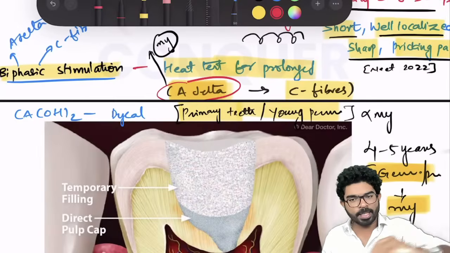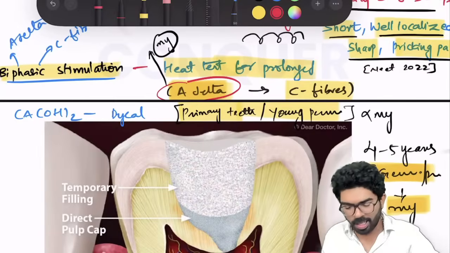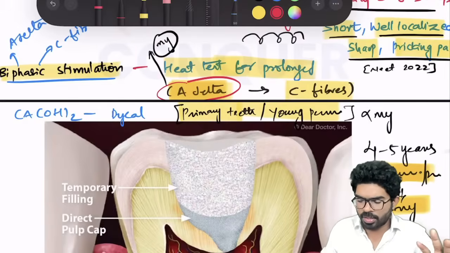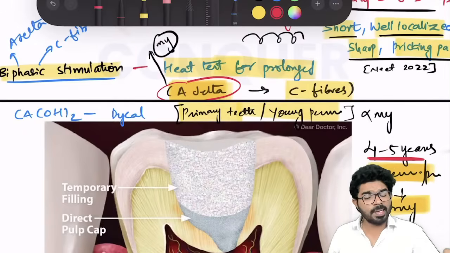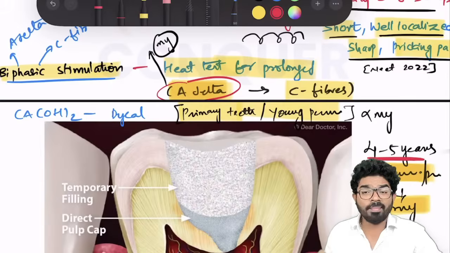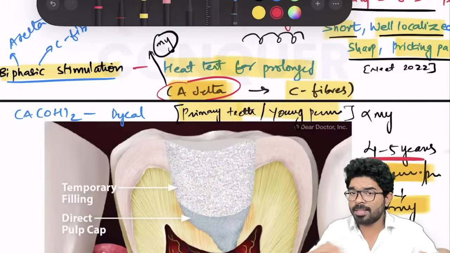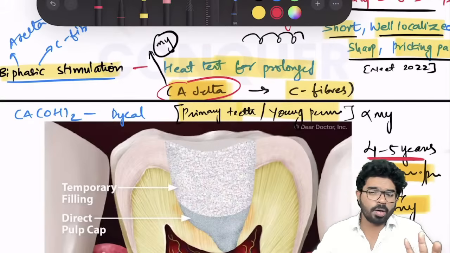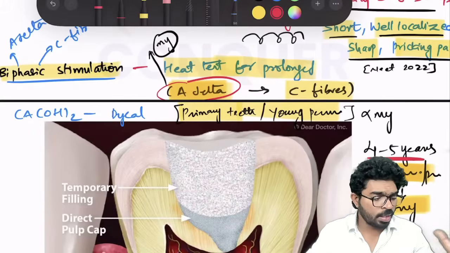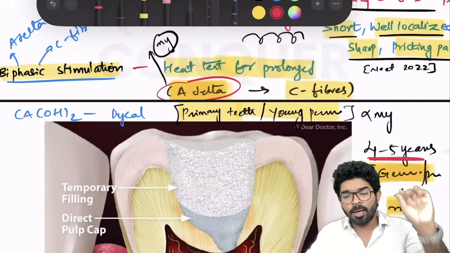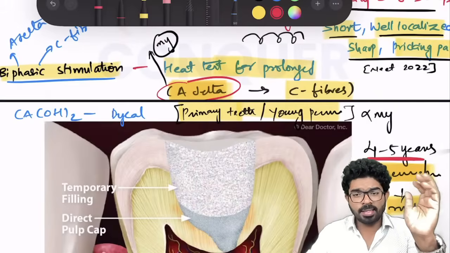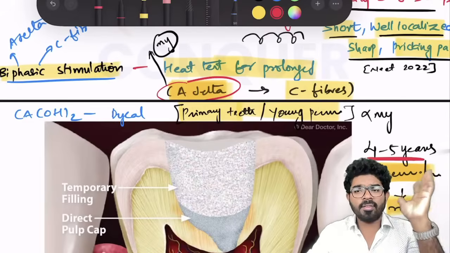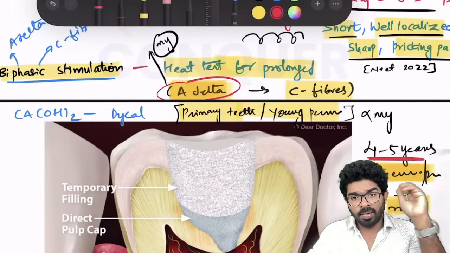Whenever the myelin sheath of your A delta fibers has not formed properly, then you are not eligible to do this particular test. A very, very important frequently asked question. 4 to 5 years is also given as a question. My reason why I'm not doing this test is that the myelin sheath is not being formed. Okay, again, this is a very, very frequent area, a combination of pedo and endo. And I hope you are very clear why sensibility tests are contraindicated in primary teeth and young permanent teeth. If a question is asked in the viva in your final year also, you can straight away answer.